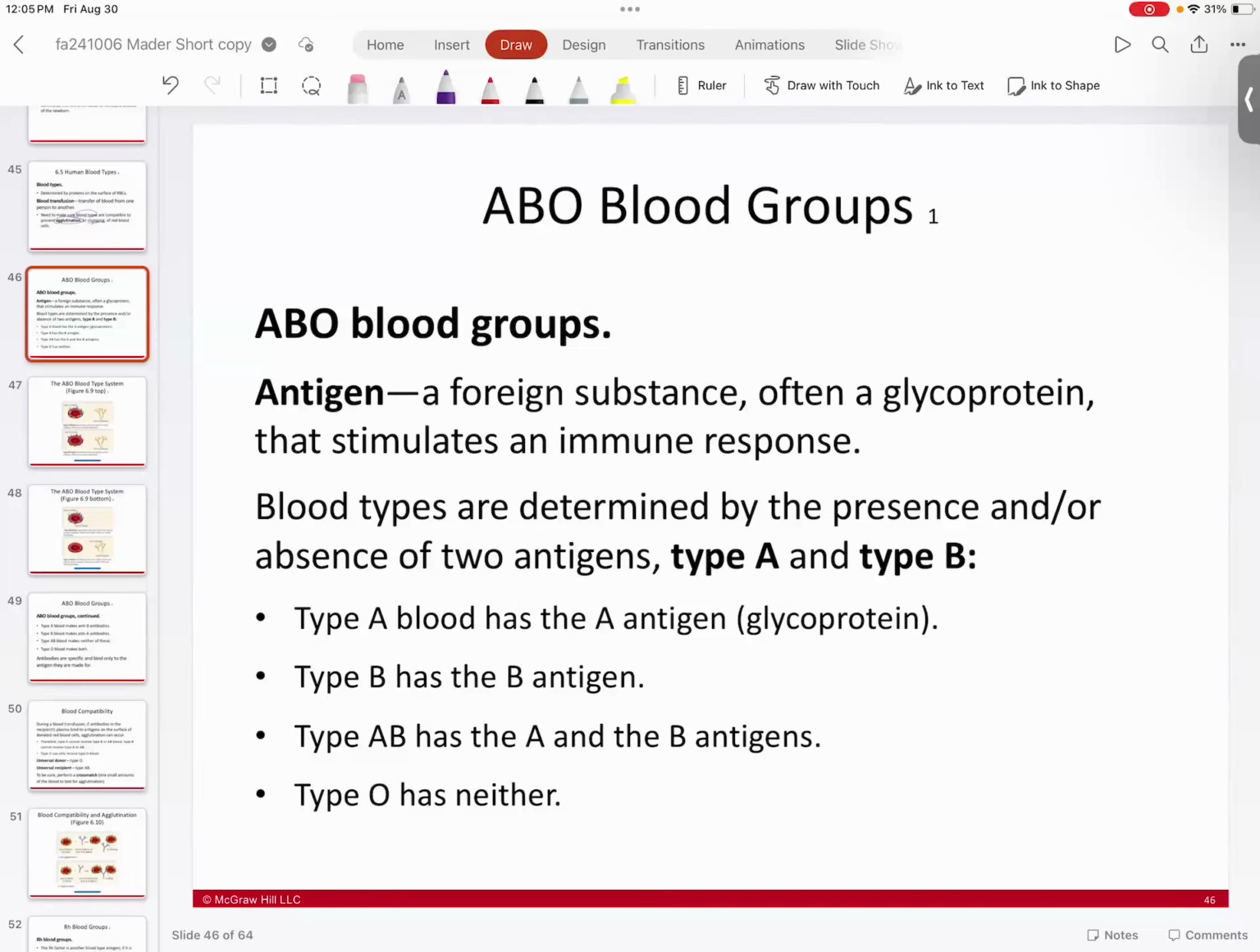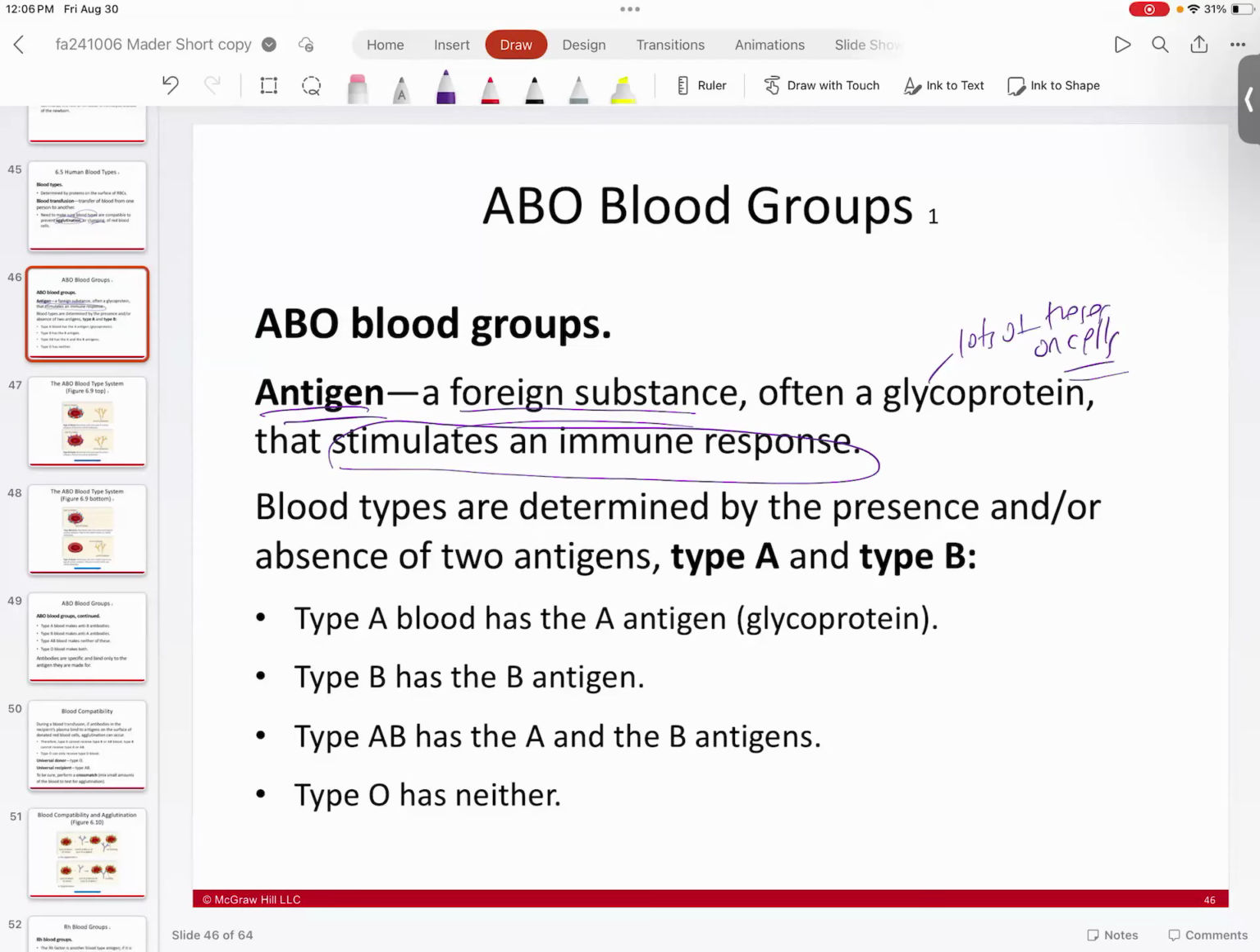So first of all, of all the blood groups, we noticed there's a couple of different things to these blood groups. First of all, the ABO blood group is driven by what we refer to as an antigen. And an antigen is any kind of a foreign substance, typically in this case, a glycoprotein, that will trigger an immune response. And first of all, there's lots of these on cells.